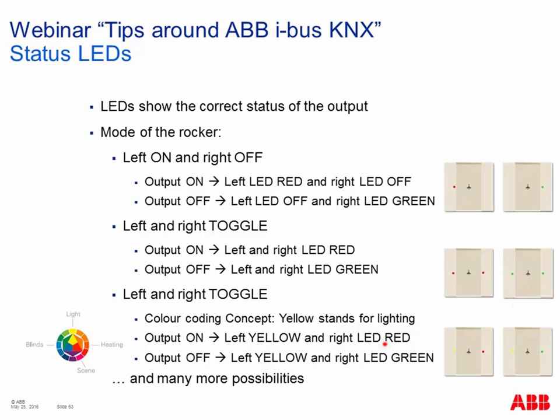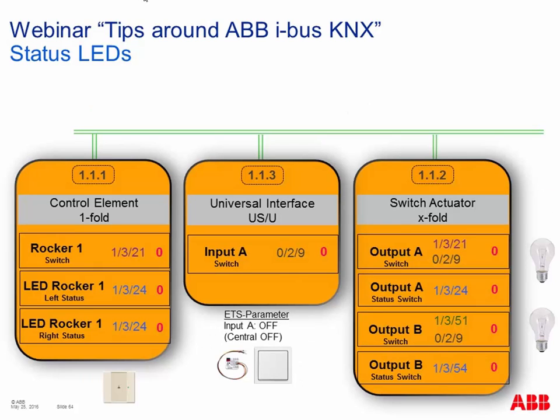Or when we use the colored concept, then we use, for example, a left LED, which is the yellow one, to indicate this is one rocker which has something to do with light. And with the red LED, the right LED, we show the output. Red, the output is on, or green, the output is off. So we use only for status the right one, and the left one is to show the function: yellow is light, or blue, for example, something to do with the blinds. And many more possibilities, depending on the requirements in your country.